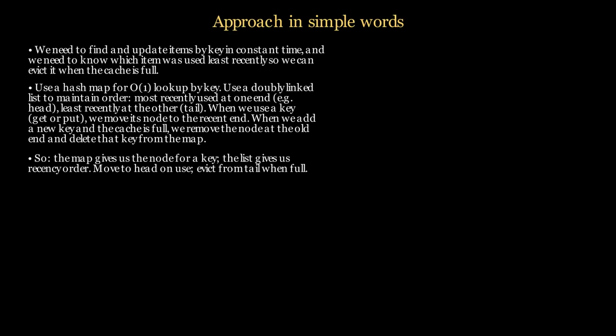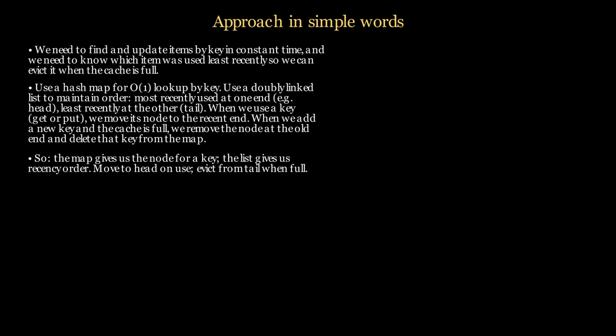We need to find and update items by key in constant time, and we need to know which item was used least recently so we can evict it when the cache is full. Use a hash map for O(1) lookup by key. Use a doubly linked list to maintain order, most recently used at one end, least recently at the other.